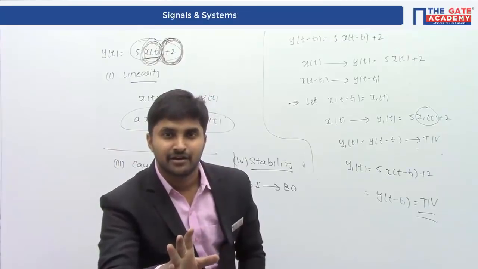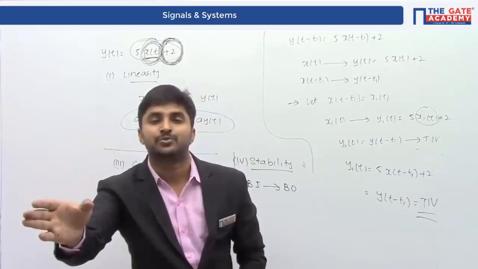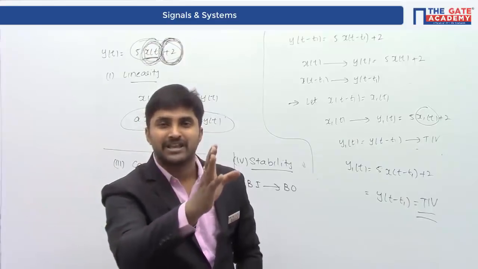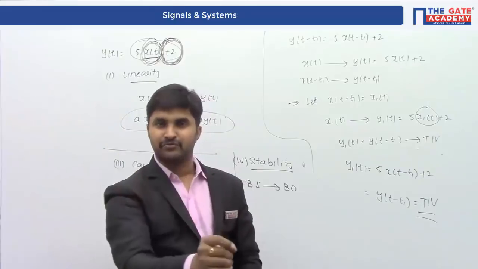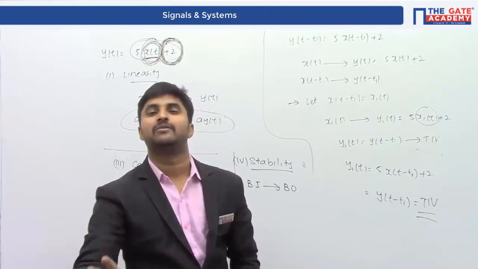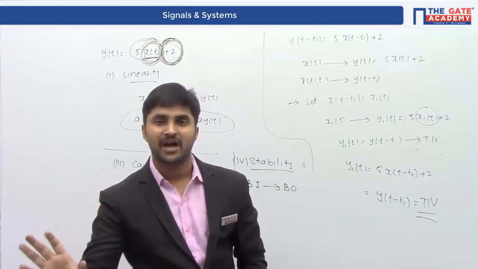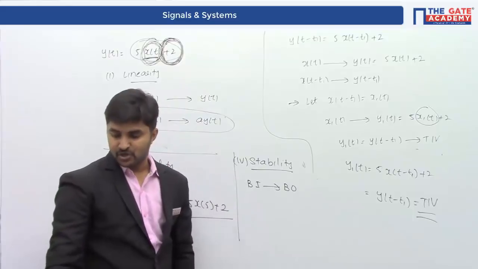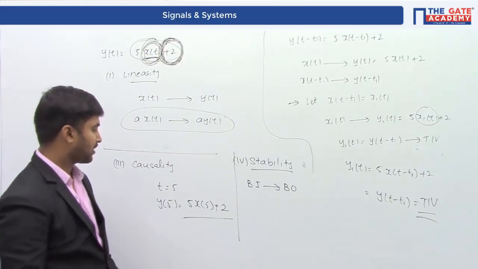Why? For a system to be stable, for each and every bounded input, the output has to be bounded in nature. Even though for 99 bounded inputs the output is bounded, for the 100th bounded input it is not bounded. Therefore, I will call this particular system an unstable system.